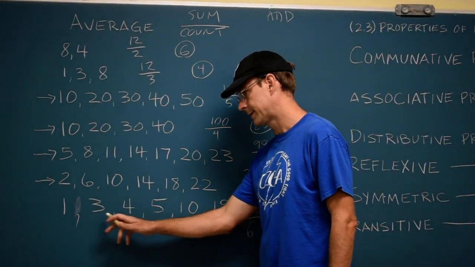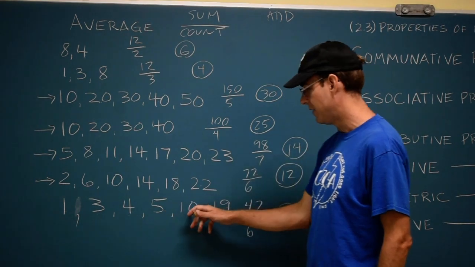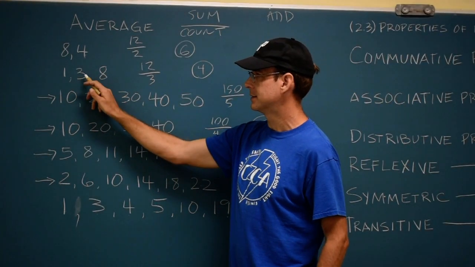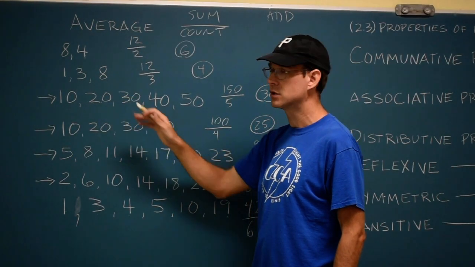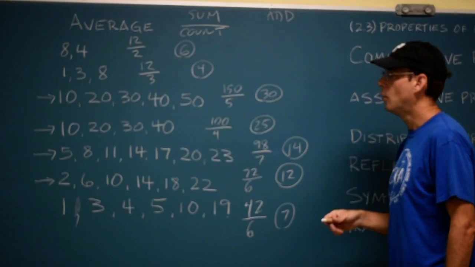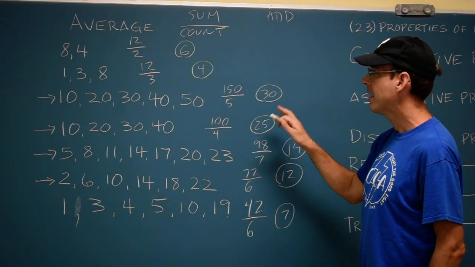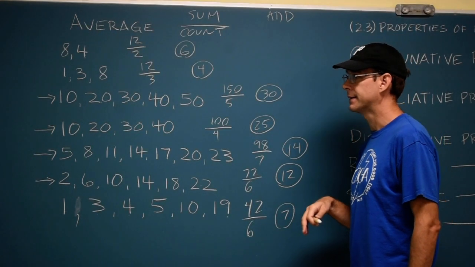That doesn't work on this, because I went up 2 and 1 and 1 and 5 and 9. There's no pattern there. Here, there's no pattern to this. It's different by 2 and different by 5. There's no consistent pattern. But on the ones where there's a consistent adding sequence, a consistent adding pattern, the average is going to be found right in the middle of the list.